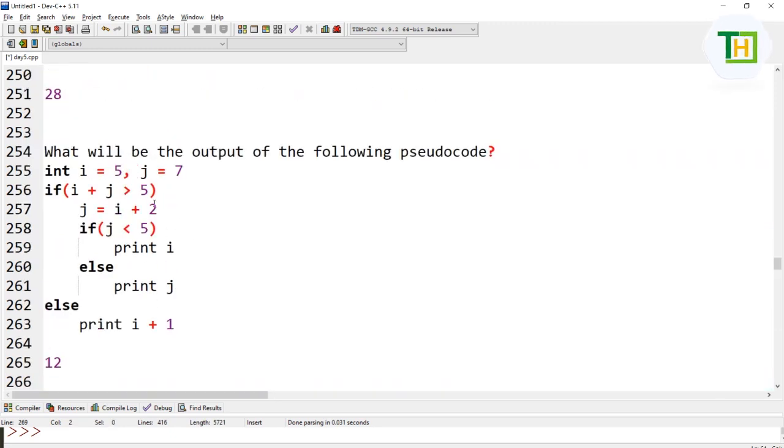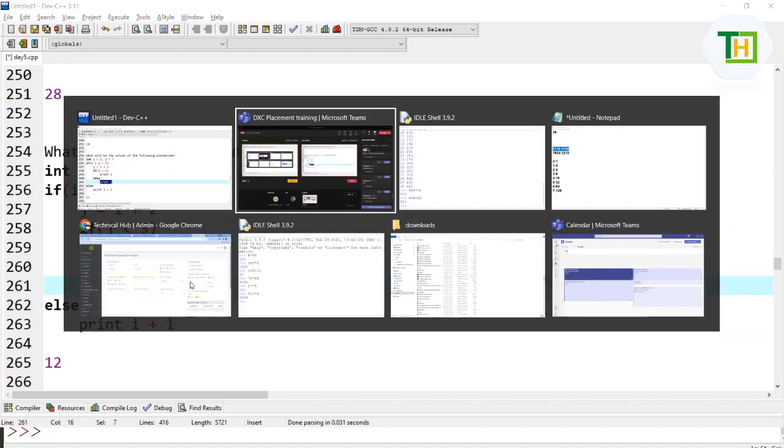So try to understand. If this is false, for example, the else statement is going to be printed. But this is true. That's why it is moving inside. And j becomes I plus 2. What is I value? I value is 5, I plus 2. Then j becomes 7. Is 7 less than 5? If it is true, it is going to be printed. If it is false, it is going to be printed. Clear, everyone?